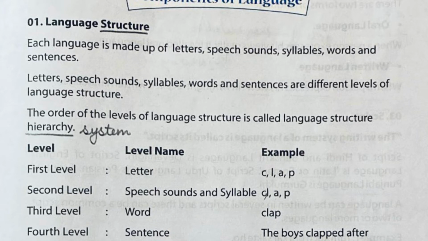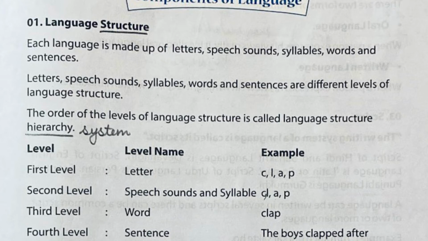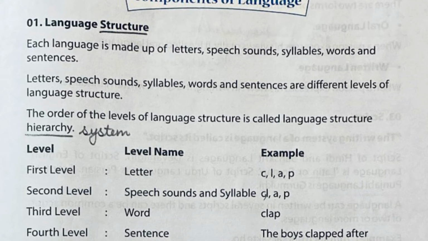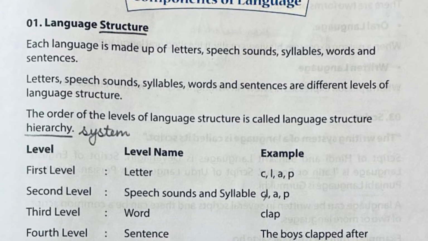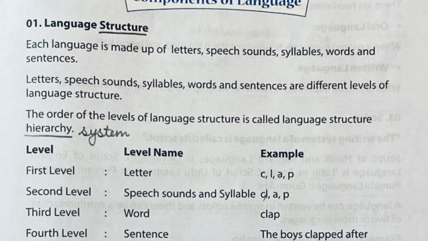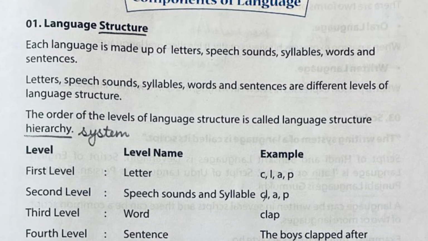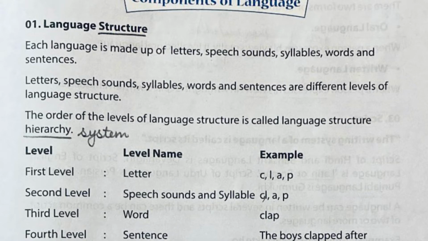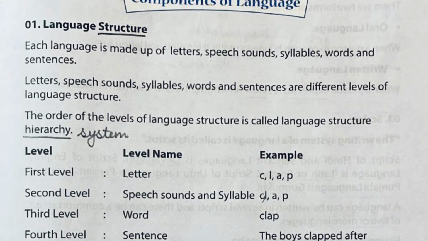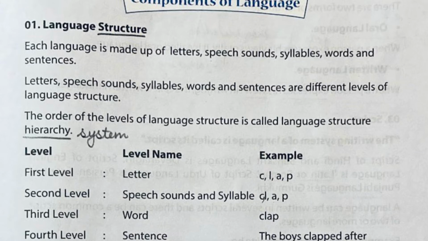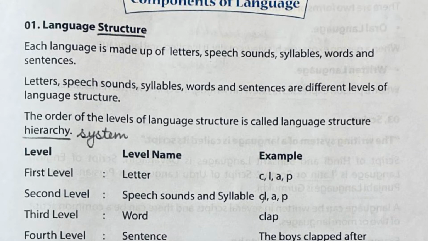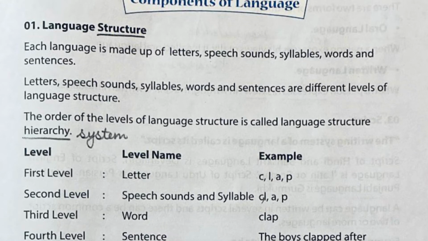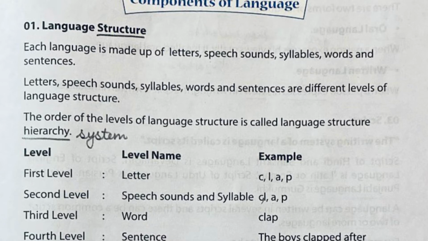Okay, first of all we learn to write letters, CLAP, and then we learn their sounds, k, l, a, p, clap. And then the third level is word. Okay, with the help of that sound we are going to make a word, or we have made a word. The word is clap.